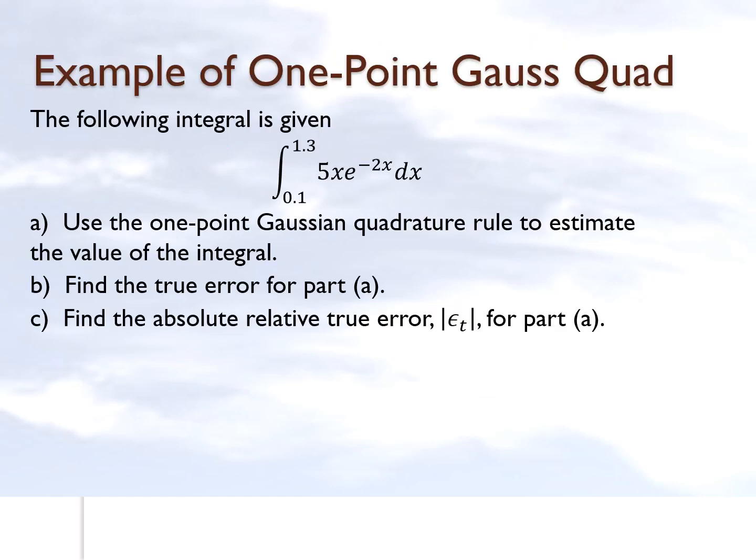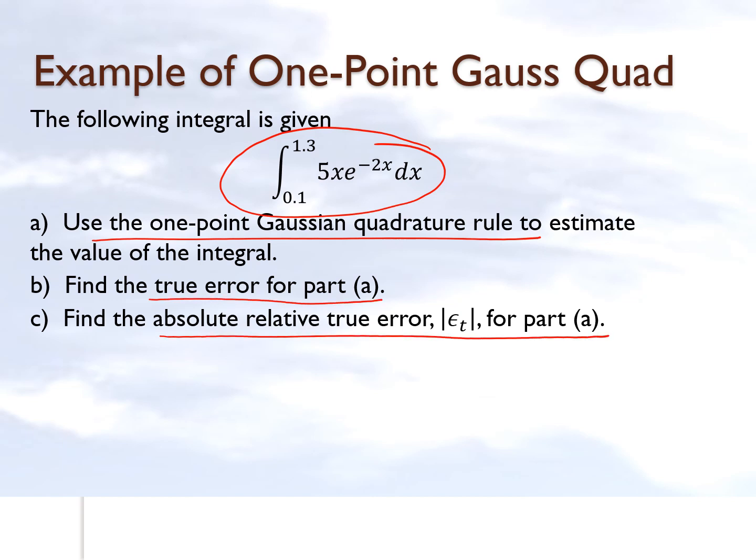So the example we're going to solve is that we are given this particular integral, and we use the one-point Gaussian quadrature rule to estimate its value. We're also going to calculate the true error and the absolute relative true error to see how well it is working. So let's go and get started on that.